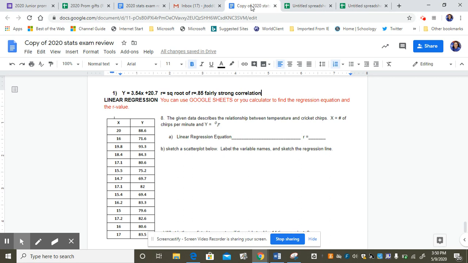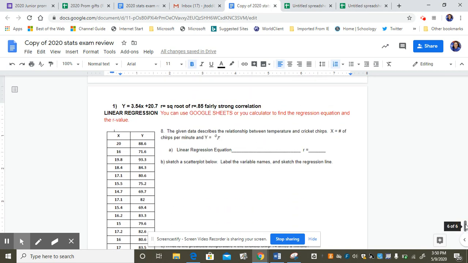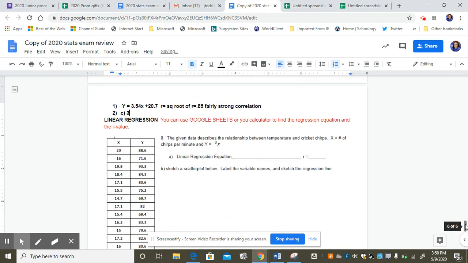B would be sketch the scatter plot. You guys could do that. And then finally, question C, and you scroll down a little bit. The predicted temperature if the crickets chirp 14 times. All you have to do for part C is plug in 14 to your equation. 3.54 times 14 plus, don't forget the 20.7. This is going to predict the temperature. Let's drop my calculator. 3.54 times 14 plus 20.7 is 70.26. And make sure you label that as degrees Fahrenheit.